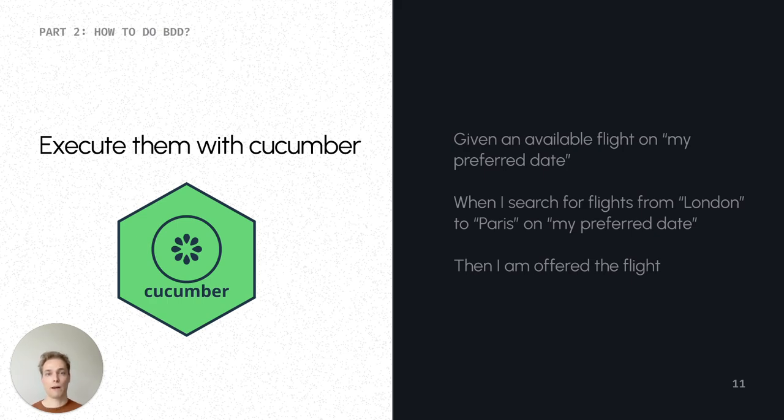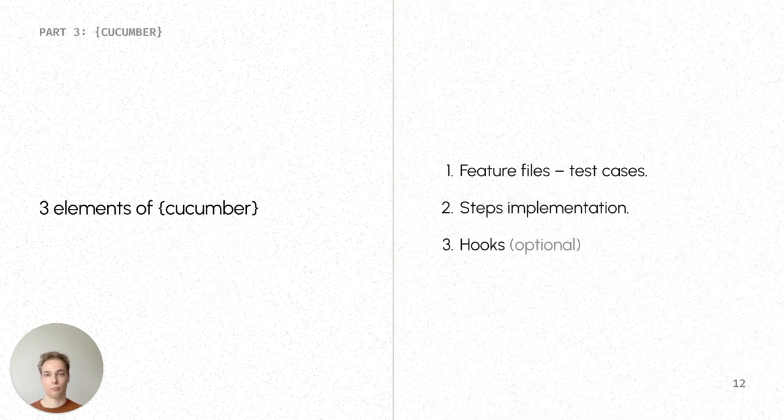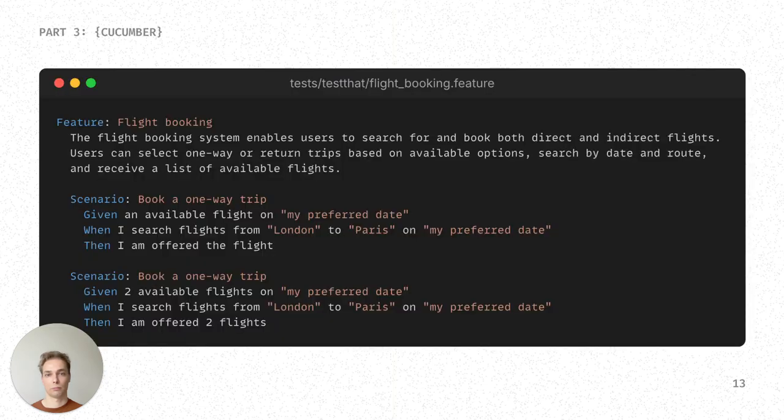So once we have our specifications written down, now it's time to execute them. And we can do this with Cucumber package. There are 3 elements to Cucumber tests: feature files, which contain our specifications; step implementation, which is the code that connects specifications with our system; and hooks. This is the optional code for setup and teardown.